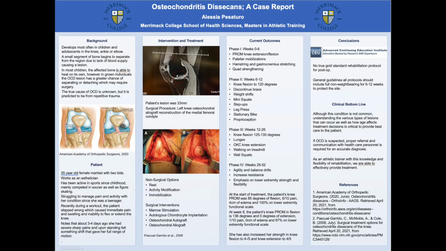For intervention and treatment, she was referred to the orthopedist to get x-rays. And imaging is a gold standard to diagnose this injury, so we're able to see the size and location of the lesion. And as we can see in her x-ray, I've circled in red the lesion in her femoral condyle. She also had some marrow edema and a subchondral cyst. So her lesion ended up being 33 millimeters or 3.3 centimeters, which is on the larger side.